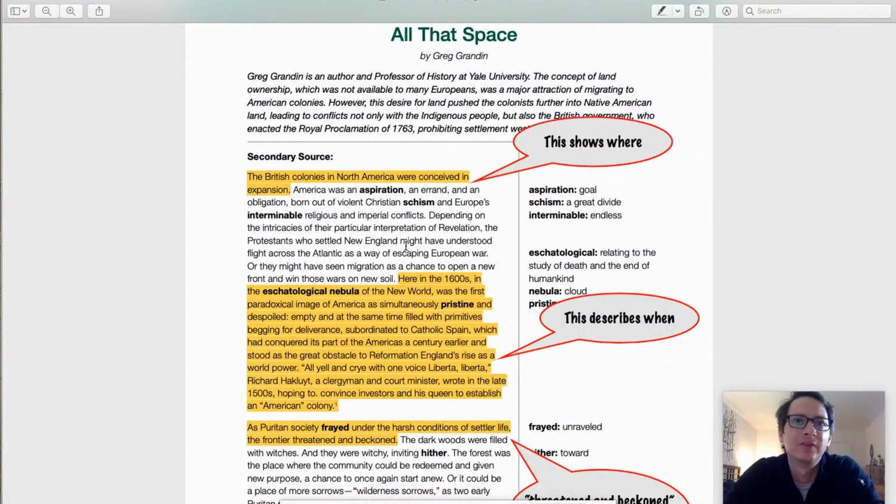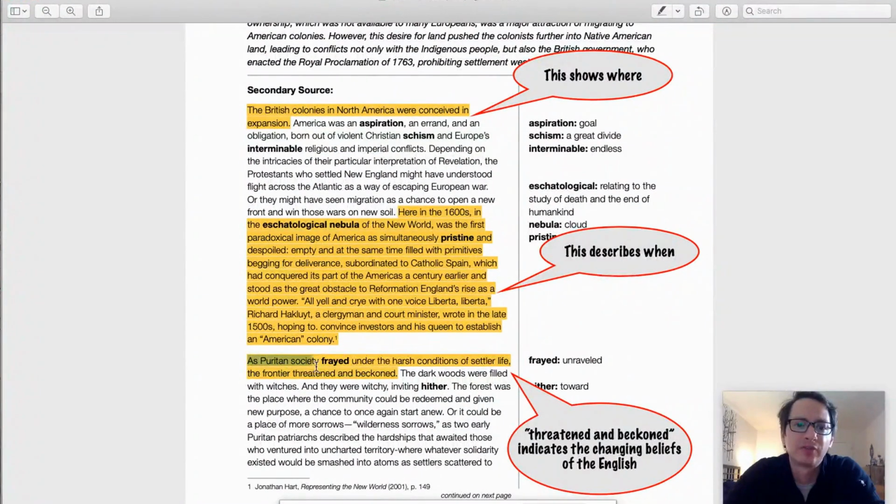I ended up here in this source from Professor Greg Grandin. And he says down here that as Puritan society frayed under the harsh conditions of settler life, the frontier threatened and beckoned. This stuck out to me because of these two words, threatened and beckoned. Grandin here is describing how the frontier, or the border between the encroaching English settlers and the indigenous people, was both something for the English to fear, but also something that called to them. They sought land, resources, and some independence from the strict rules of their Puritan settlements, but going deeper into indigenous land and being more isolated also came with danger.